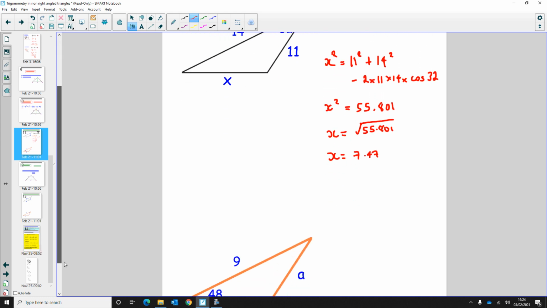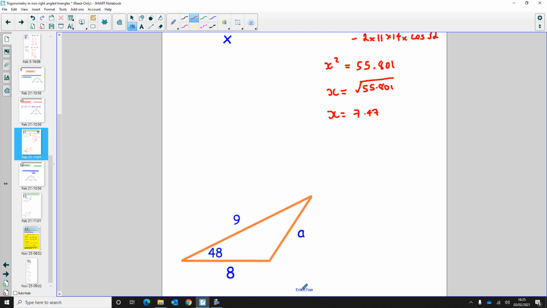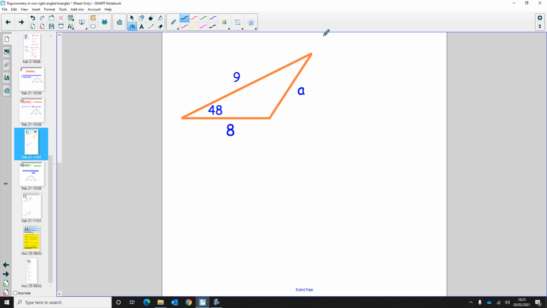So let us do one more example like that. In this one, we're trying to find a. So let me write out the rule again. So we've got a squared equals b squared plus c squared minus 2bc cos a. So a in this case is just a. B and C are the other two sides. It doesn't actually matter again which order we do them in. So 9 squared plus 8 squared, and then minus 2 times 9 times 8 times cos A. A is going to be the angle opposite the side A. So that's going to be times cos 48.